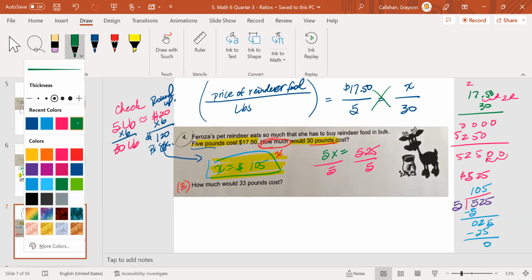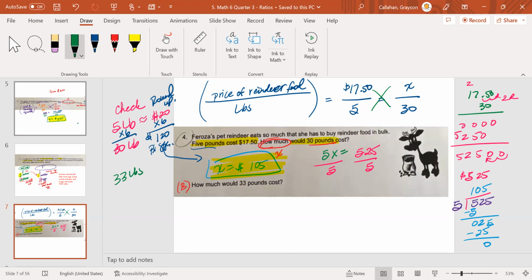All right, so if you have 33 pounds, well, 5 times 6 is 30. 33 is just a little bit more than 30, don't you think? So it's $120 for 30 pounds. So if mine has to be bigger, maybe it's $130, you think? Okay, so let's check it. You're going to use the same ratio, right? And the ratio is right here. That's your ratio, right?